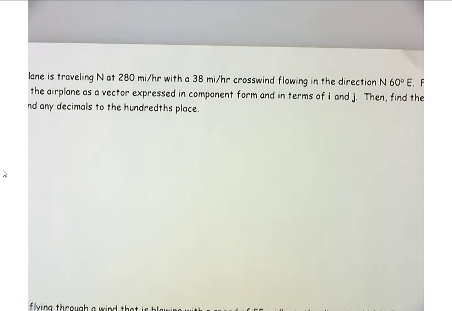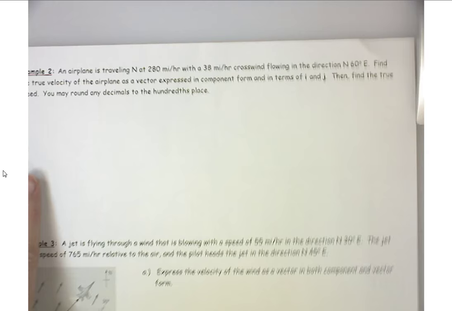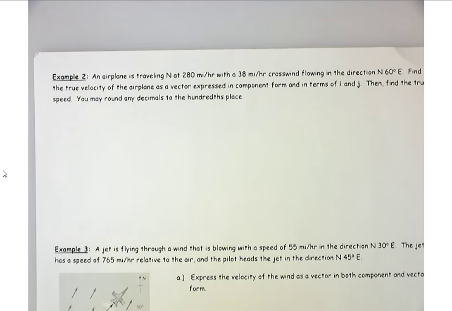Okay, for example 2. You have an airplane that is traveling north at 280 miles per hour.